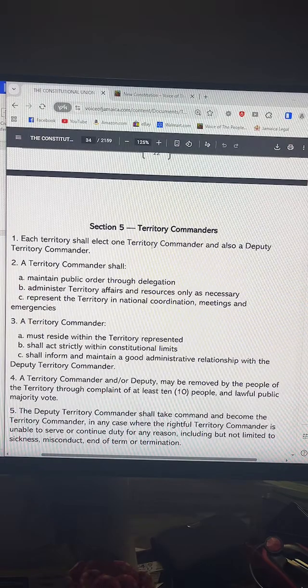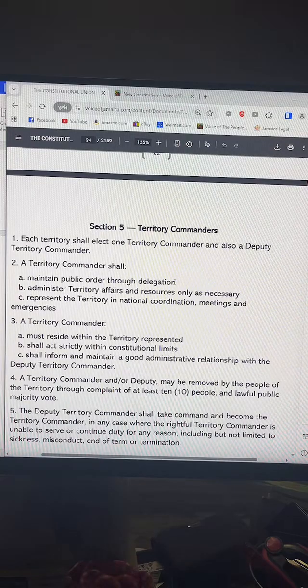So each territory shall elect a territory commander and also a deputy territory commander. A territory commander shall maintain public order through delegation. Right? So while we would have something like, I guess you can say, a mayor, that individual wouldn't necessarily do the day-to-day duties. He would delegate to his staff what exactly needs to get done to maintain public order. So his duty is public order, right? Second duty is administer territory affairs and resources only as necessary, right?